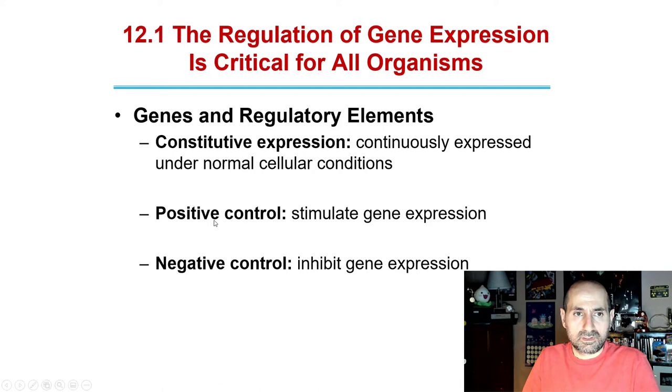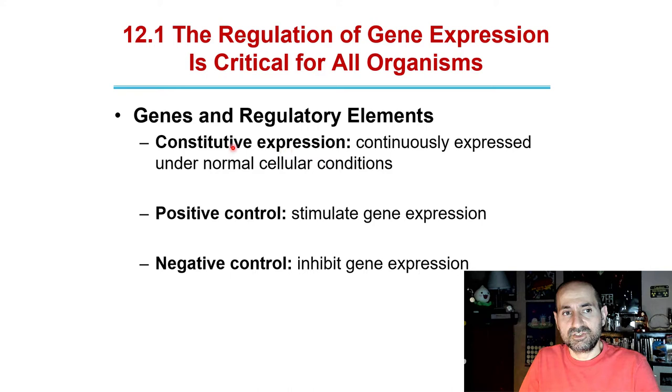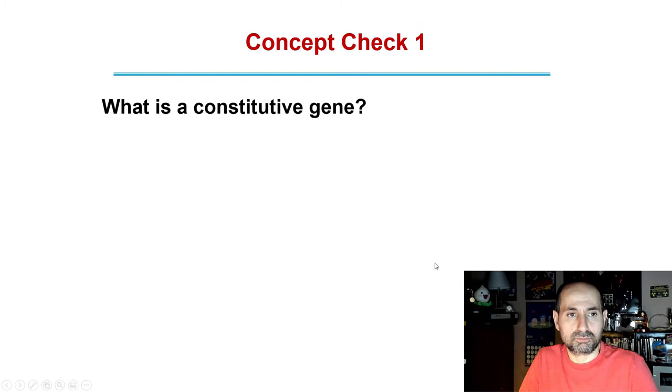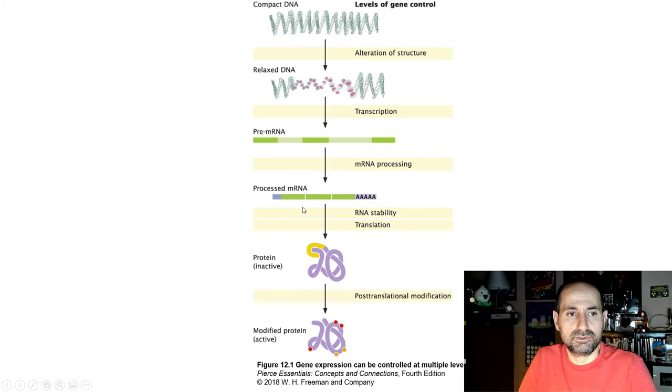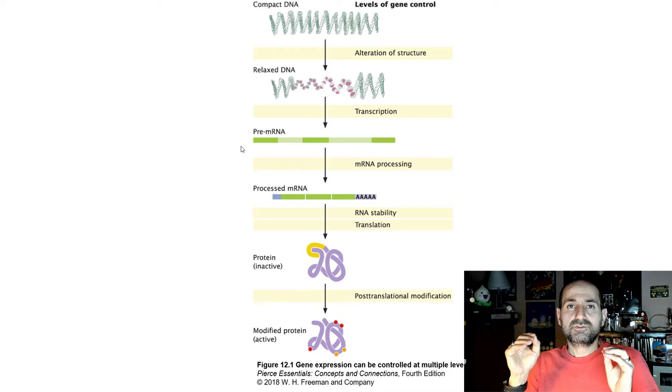Here's some more terminology for you. A constitutively active gene or constitutive expression, when you hear that term, that means a constantly or continuously expressed gene. So if you say a gene is constitutively active, that means that gene is always on. If you have a gene under positive control, you have to stimulate gene expression. If you have a gene under negative control, you inhibit gene expression. So what is a constitutive gene? Always on, expressed continually.